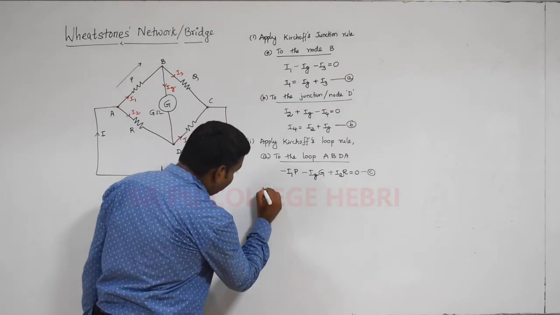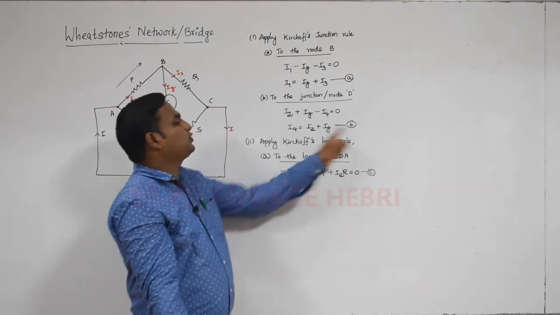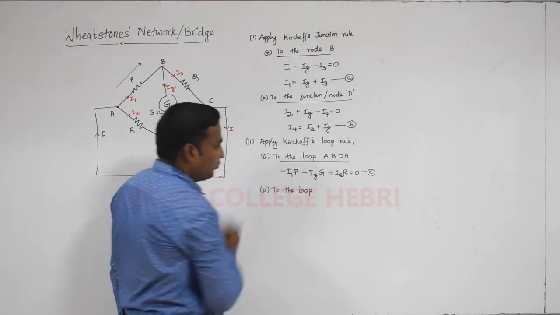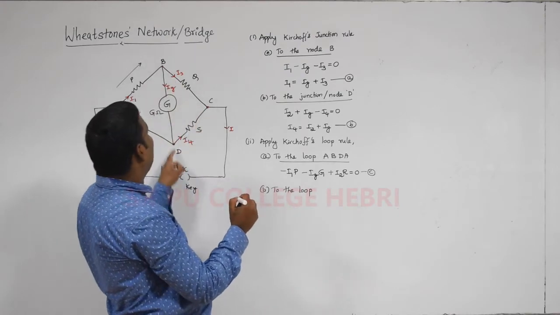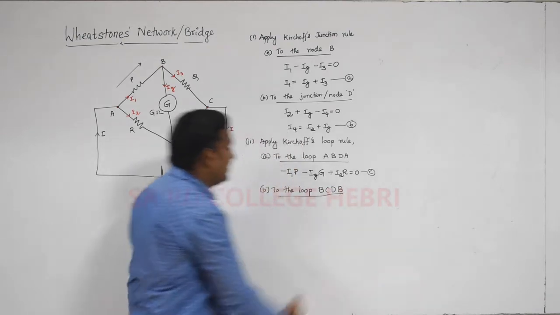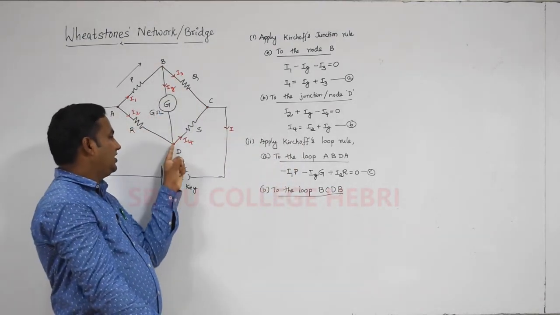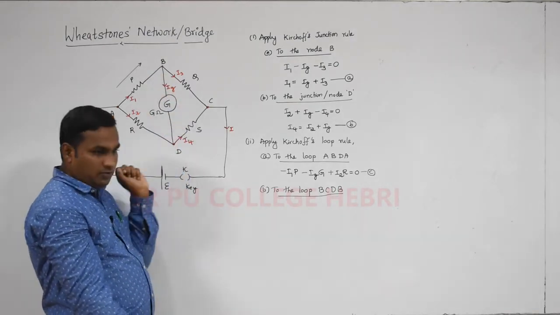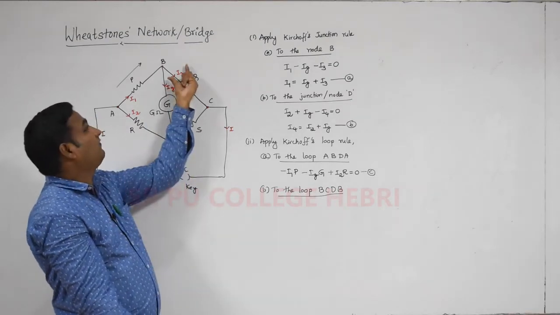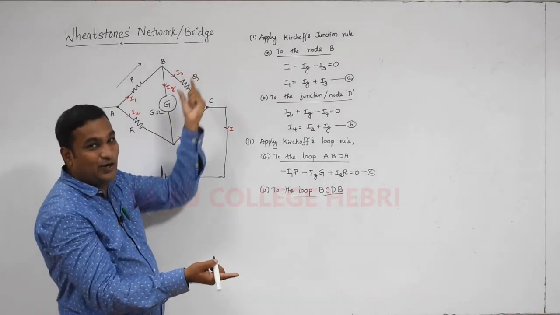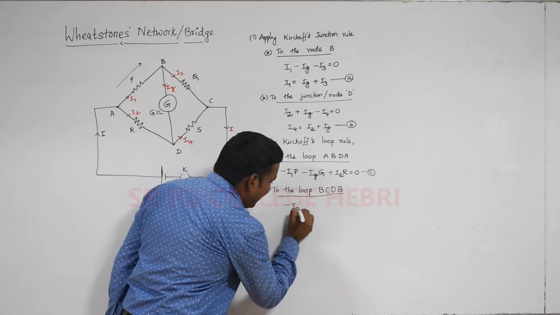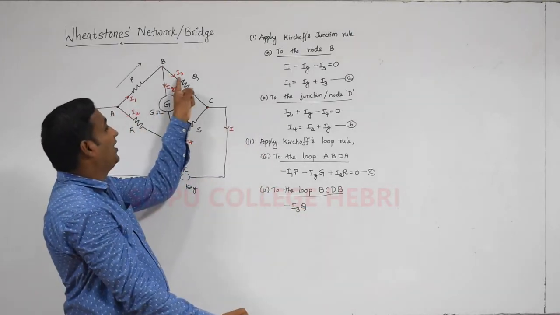And again, next important thing, apply Kirchhoff's loop rule to one more loop, to the loop BCDB. B to C to D to B. Just see that BC is my path. Direction of current I3 is along my path. Along my path is taken as negative. Very good. You take minus I3 into Q.